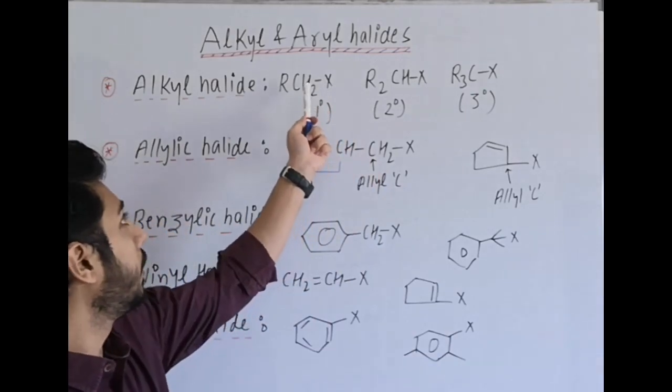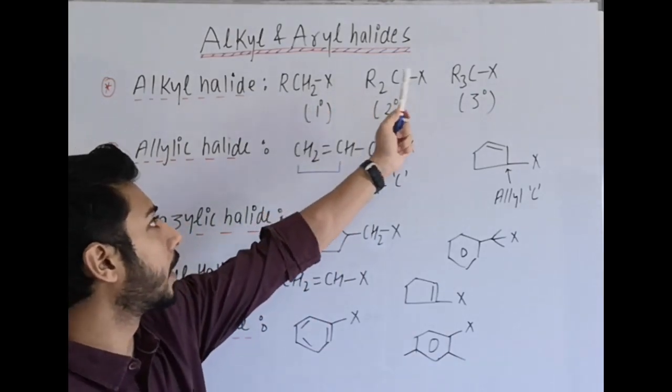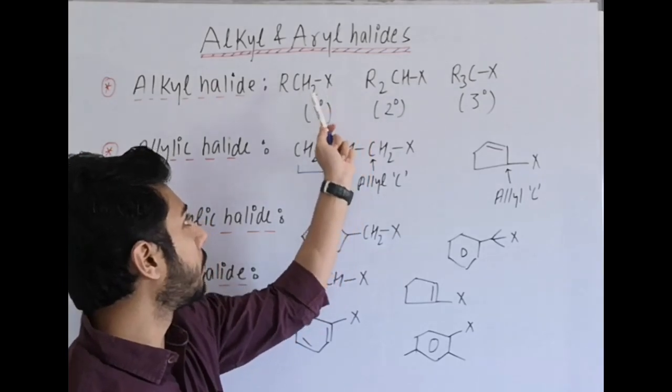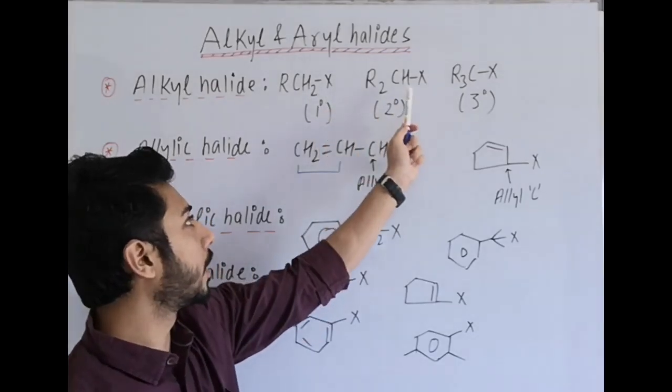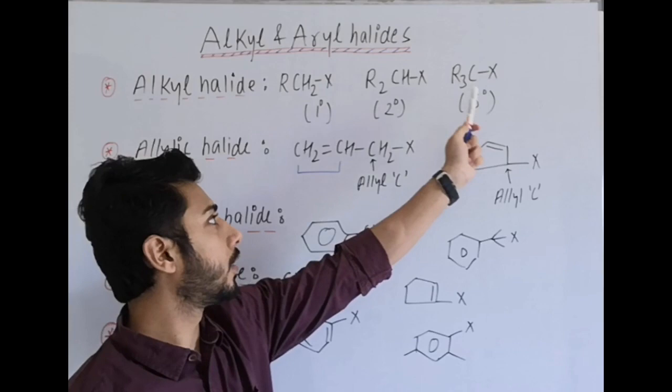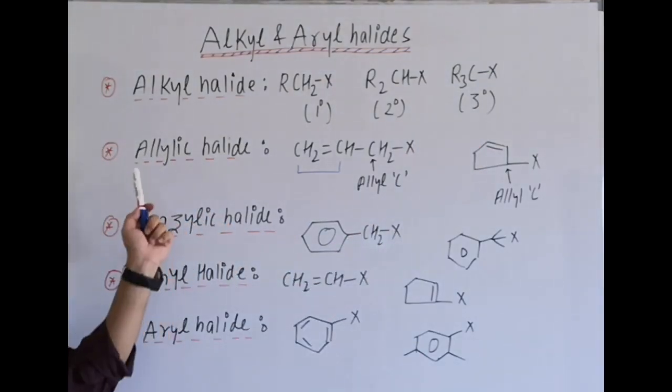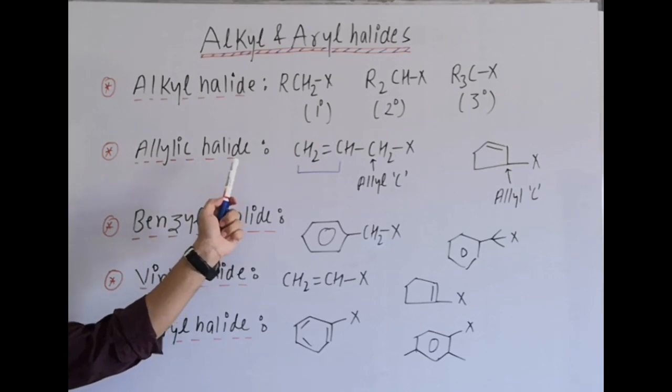That carbon can be primary, secondary, or tertiary. If halogen is attached to a primary carbon, it is a primary alkyl halide; to a secondary carbon, a secondary alkyl halide; to a tertiary carbon, a tertiary alkyl halide. Important is allyl halide. What is the meaning of allyl halide?